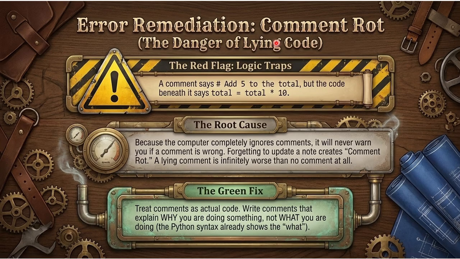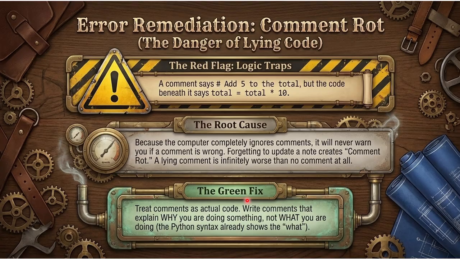So, error remediation: the comment rot, the danger of lying code. Here you see a comment says add 5 to the total, but the code beneath it says total = total * 10. So what does it mean? It means you changed your code but you didn't update your comment. Another person looking at your code will say your logic is wrong, because you have mentioned in the comment that 5 should be added to the total, but you actually multiplied the total by 10.